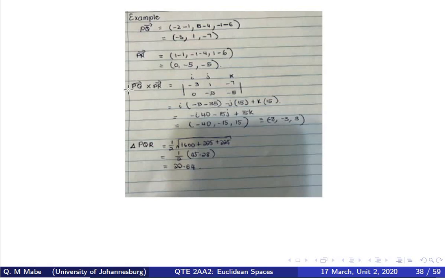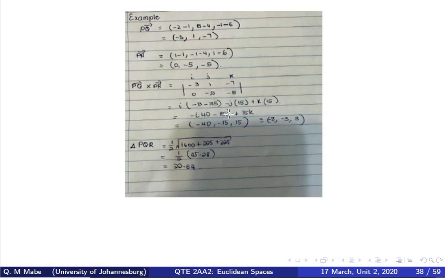Now we want the cross product. Remember, we use the trick, PQ cross PR, the cross product of PQ and PR. In order to get the first component of our vector, we block out the I column. So we get negative 5 minus negative 5 times negative 7, which is 35. So we have negative 5 minus 35.